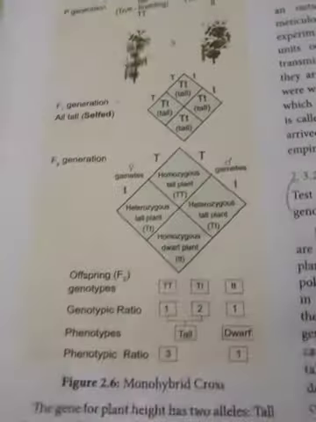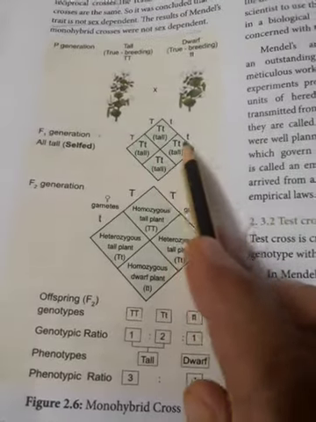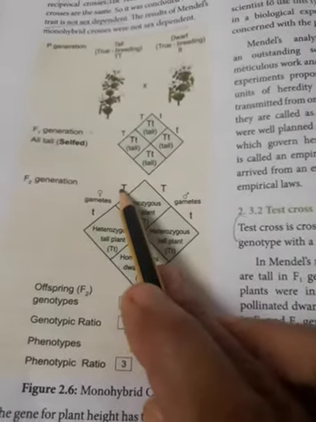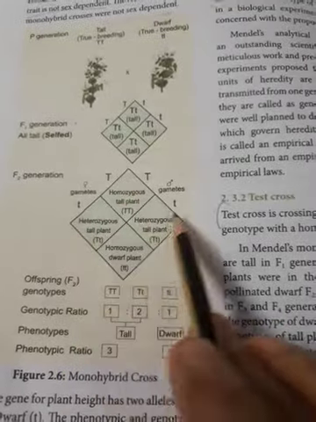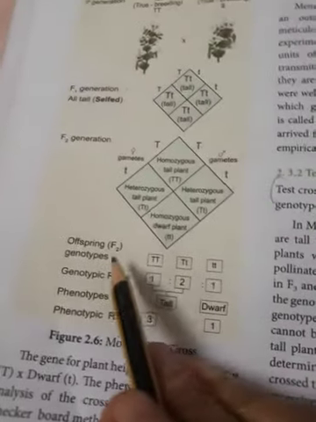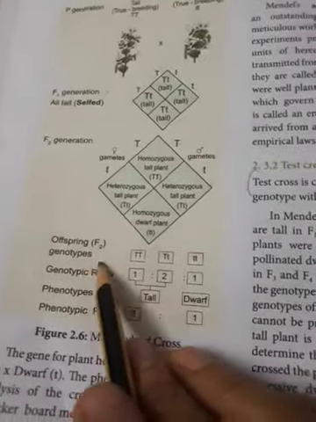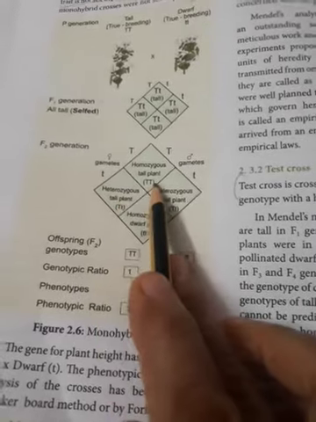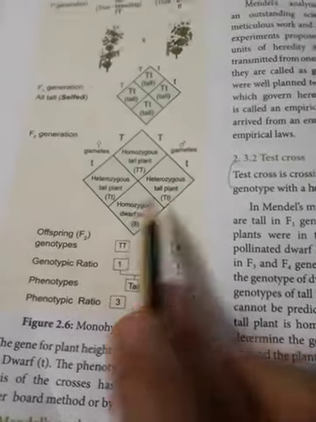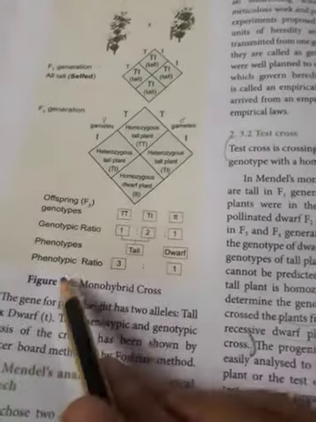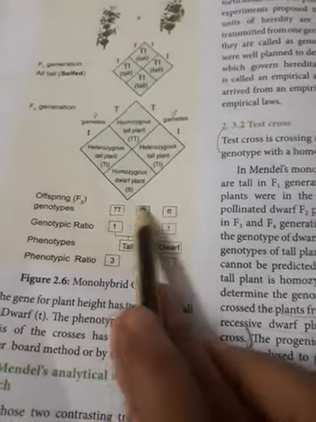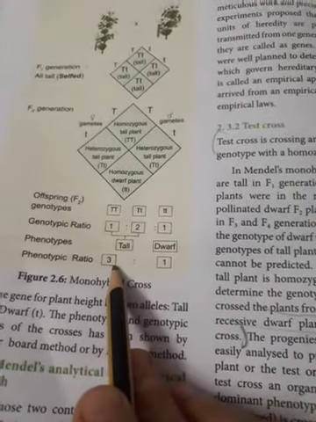In the F2 generation, selfing has been done on the F1 tall plants. So between tall plants a cross has been made. This is the genotype, this is the female, this is the male. Now again a cross has been made and he got the result. The offspring genotypes are one capital T capital T, two capital T small t, and one small t small t. So the genotypic ratio is 1:2:1, but for the phenotypes, these two are tall and this is one dwarf. So the phenotypic ratio will be 3:1.